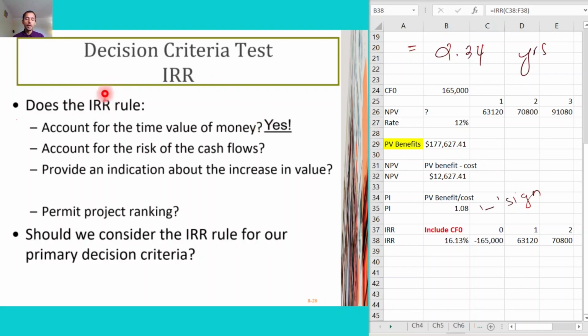IRR is the rate of return at which the cash flows are discounted such that the NPV equals 0. So the cash flows are being discounted. Does it account for the risk of the cash flows? Again, the same idea.